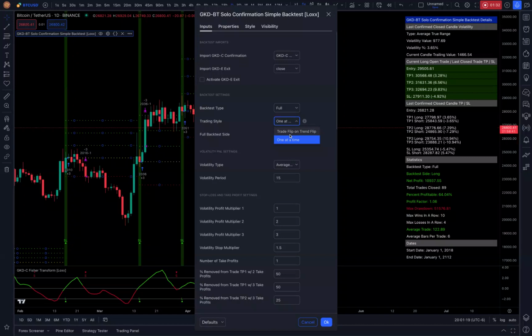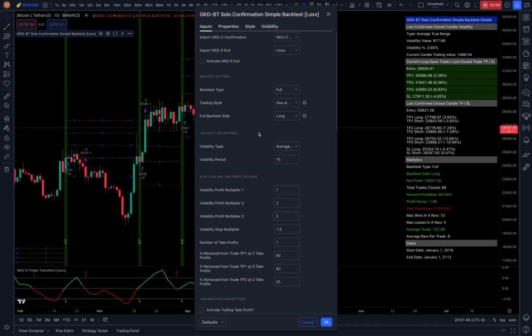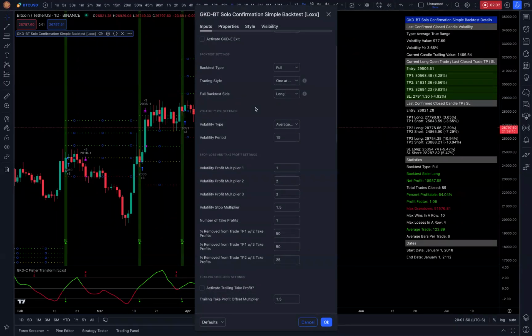So that's an option. It's set to default one at a time, which is the traditional one, where it waits until that trade closes completely, and then it allows you to be open for the next trade. So you can mess around with this. I personally would never use trend flip or trade flip on trend flip. It just doesn't make sense for what we're doing. But there might be a special case where you're using lower time frames and you've tweaked out some of the GKDC indicators and you found something novel in the market. So it's there for you to use.